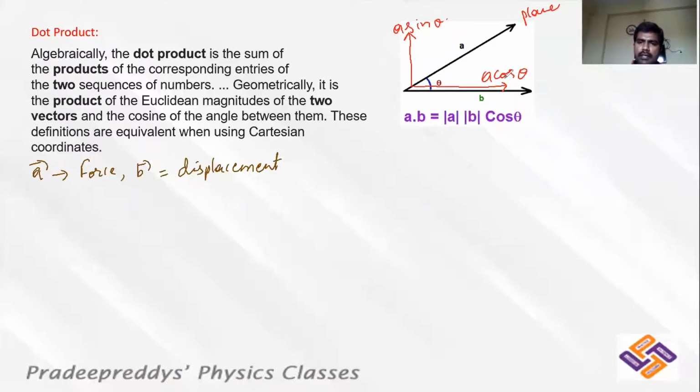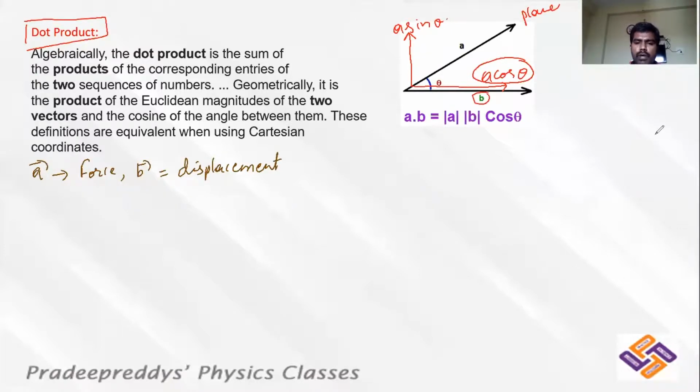As a result, a cos theta is parallel to b bar, so you can multiply that component which is parallel to b bar. So when you are multiplying two vectors by dot product, what you actually do is take the component which is parallel to vector b bar and multiply these two.